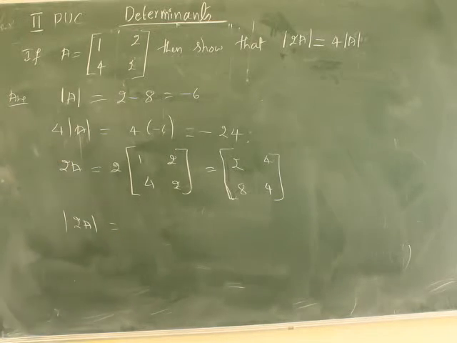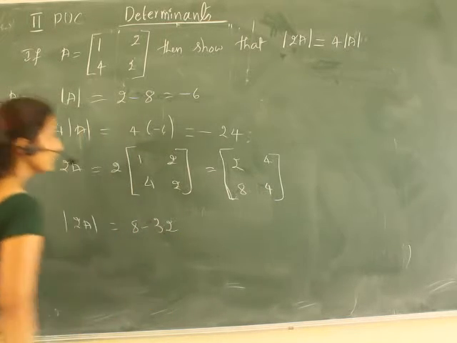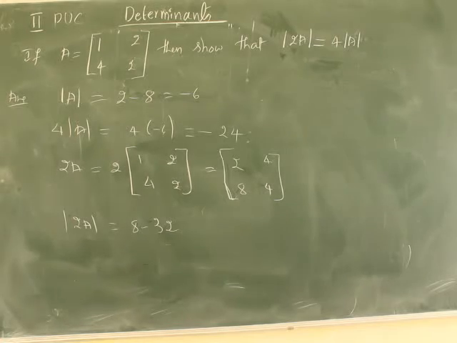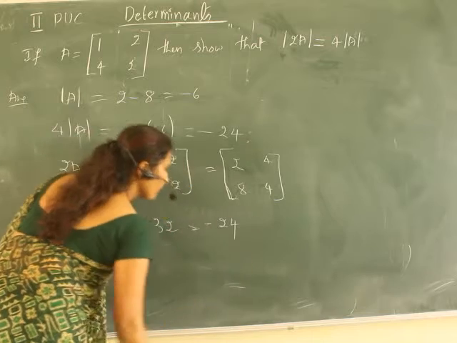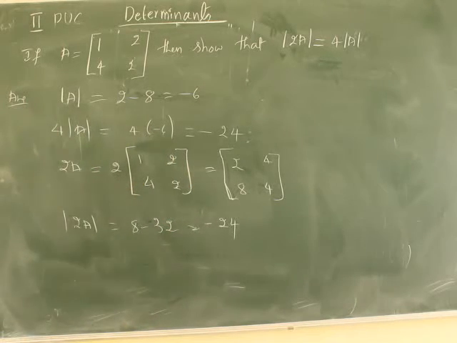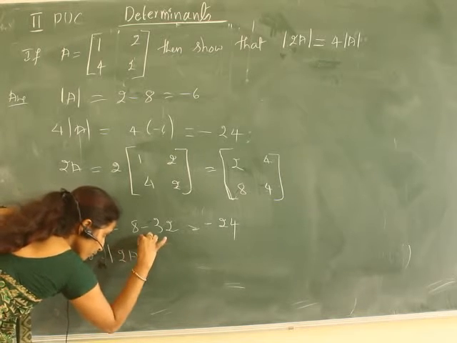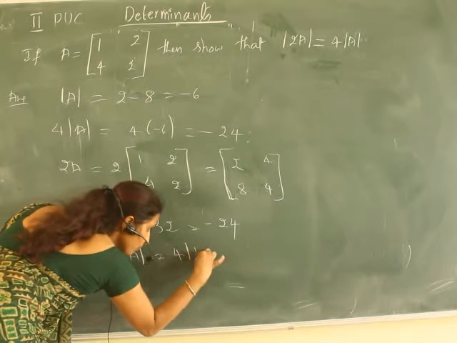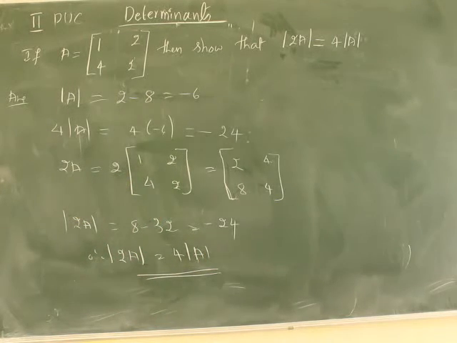Determinant of 2A means we have to calculate the determinant of this. 4 into 2 is 8, 8 minus 32 is minus 24. So we got the value minus 24. Therefore, determinant of 2A is equal to 4 into determinant of A. So this we have proved: 4 into determinant of A.